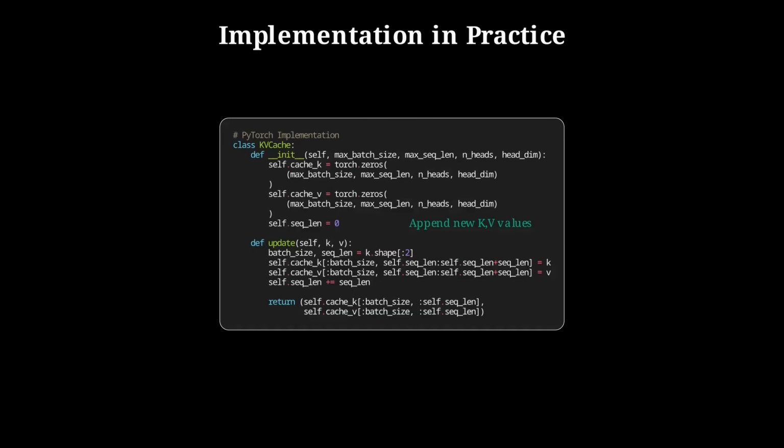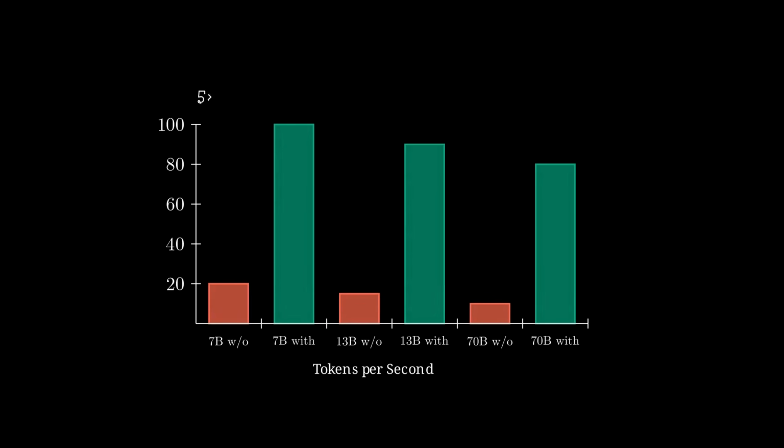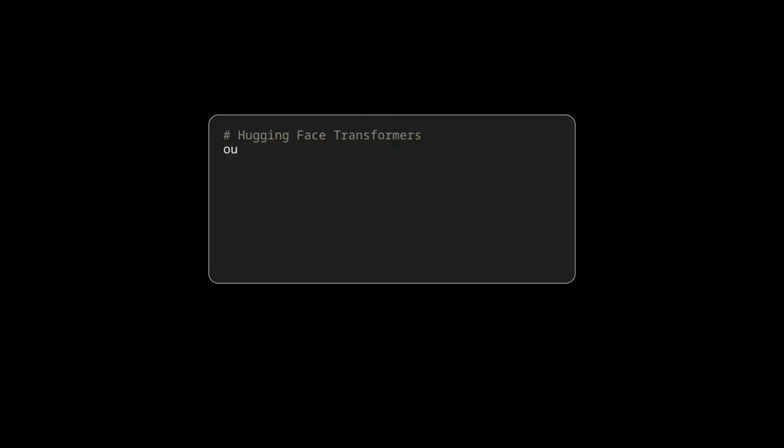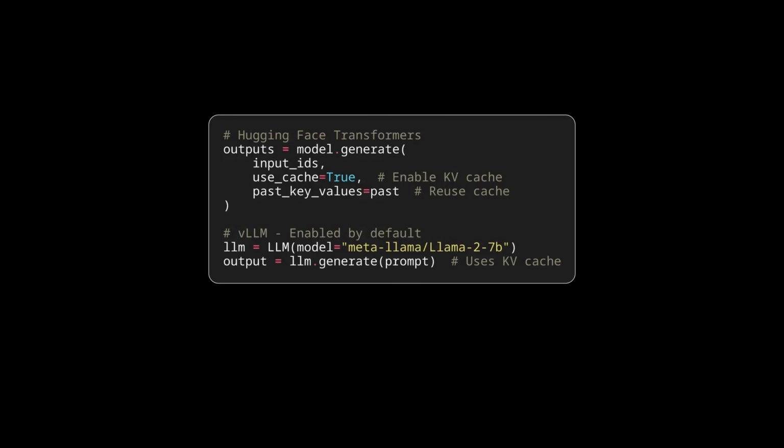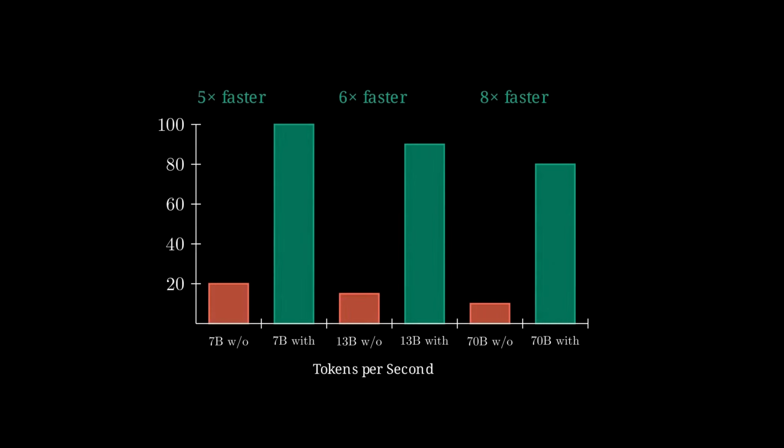This same pattern is used in production frameworks like transformers and vLLM, just with more optimizations for batching and memory efficiency. This optimization is why ChatGPT responds in real time, why Copilot suggests code instantly, and why we can run powerful models on consumer GPUs. Modern frameworks handle this automatically. In Hugging Face transformers, just set use_cache equals true. In vLLM, it's enabled by default. Here's what this means. A 13B model generating 100 tokens might take 30 seconds without caching, but only 6 seconds with it. But there's no free lunch.